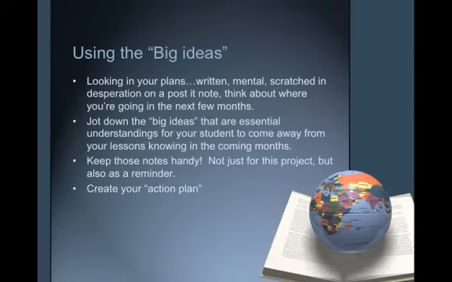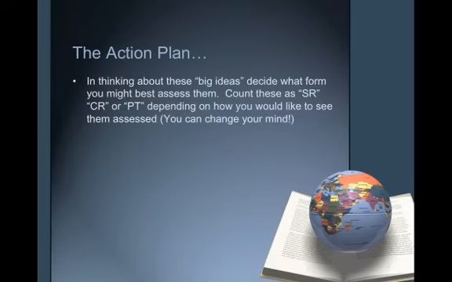Then, you're going to create an action plan. So here's how we're going to do that. In thinking about those big ideas that you've identified, you're going to decide what form you might best assess them. You'll write a SR for selected response, CR for constructed response, or PT for performance task, depending on how you would like to see them assessed. Don't worry, you can change your mind. This is just to get the ideas out on paper, to give you a roadmap, and to eventually be posted in Edmodo so that you will be able to work within your individual groups to say, hey, I'm going to address this, and try to get a good theme going with your co-collaborators.